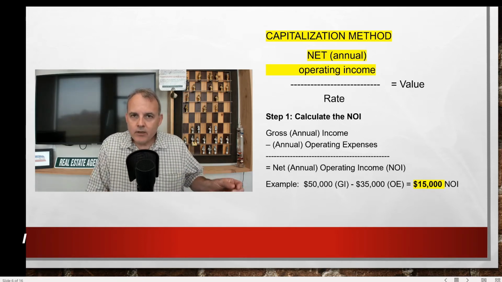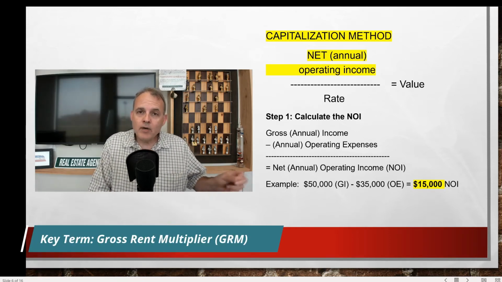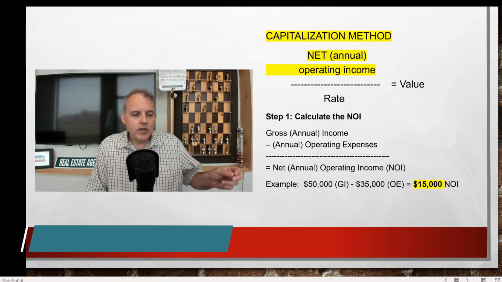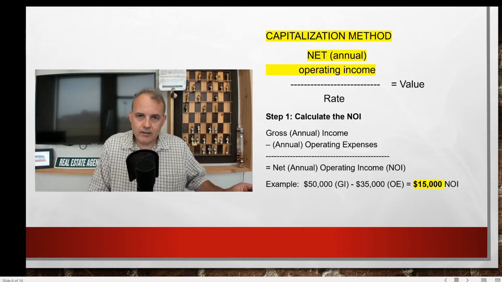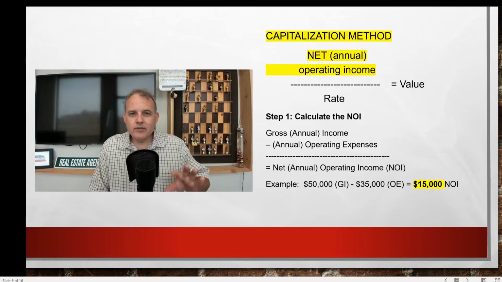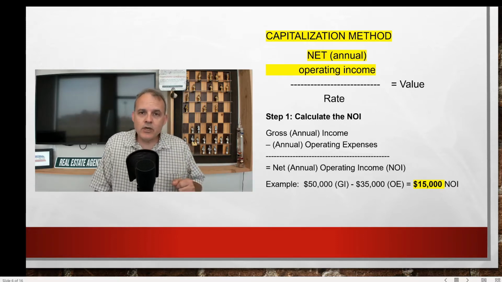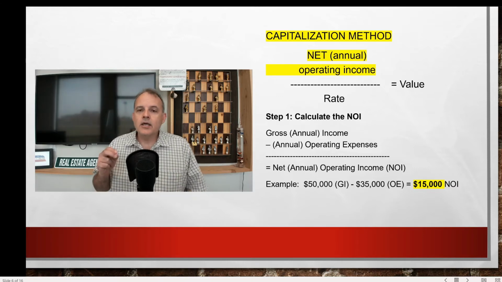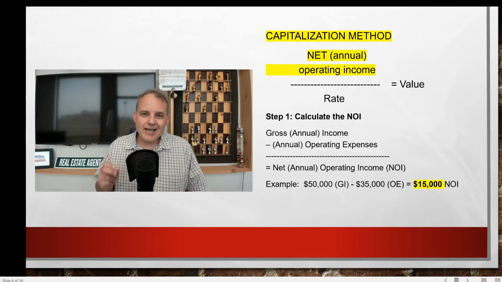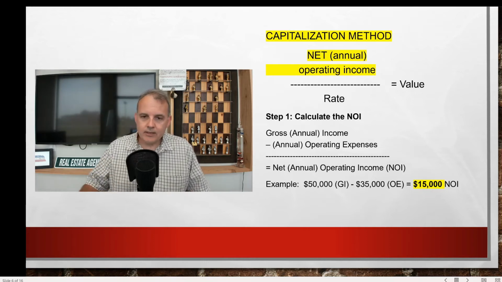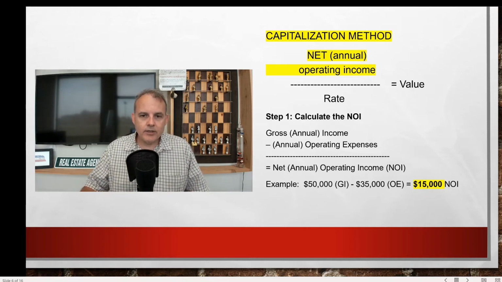Don't forget, that's net annual operating income. In our previous video where we talked about the gross rent multiplier, that was gross monthly income. And you have to remember the differences between the two approaches. Otherwise, you're going to get any potential test question incorrect. So, capitalization method, we use the net annual income. All right, let's go to step 2 here.